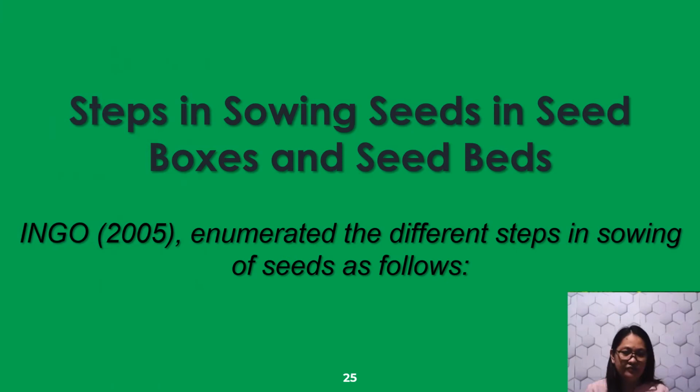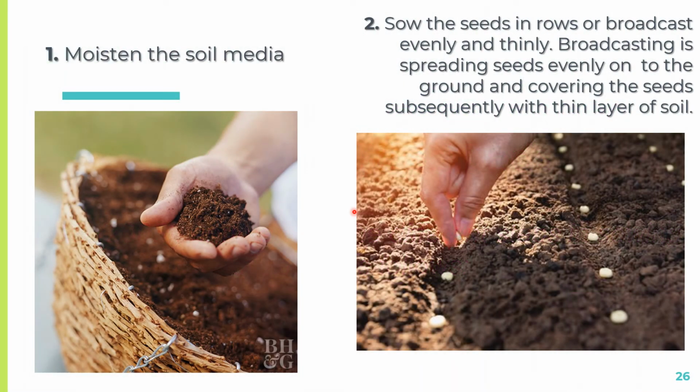Now, these are the steps in sowing seeds in seed boxes and seed beds. INGO 2005 enumerated the different steps in sowing of seeds as follows. Number 1, moisten the soil media. This is the illustration of the first step.